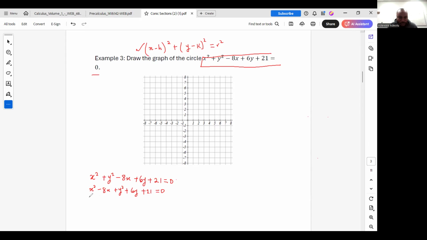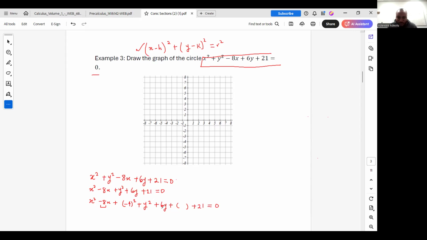So to complete this square, I can say x squared minus 8x plus, I'm going to add some quantity there. So plus y squared plus 6y plus, then I'm going to add some quantity here to complete that square, plus 21 equals 0. So to do this, I'm going to ask, what is half of the coefficient of x? It is -8. So half of -8 is -4. Then I'm going to square it.